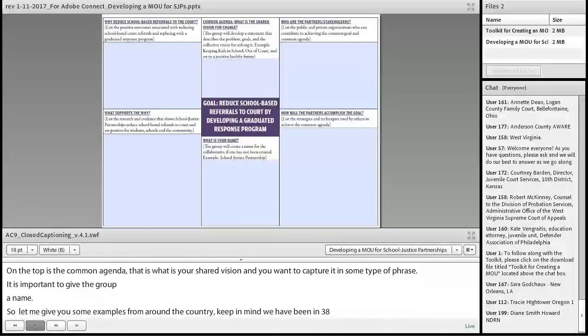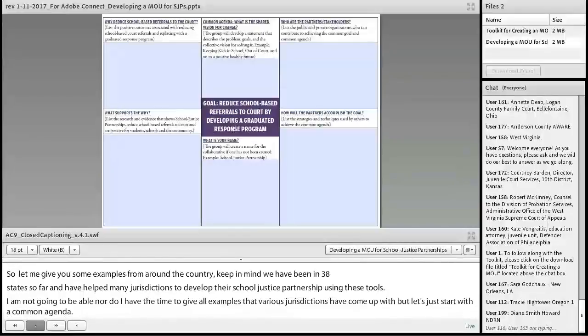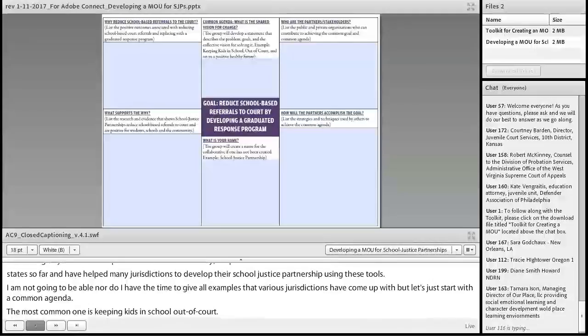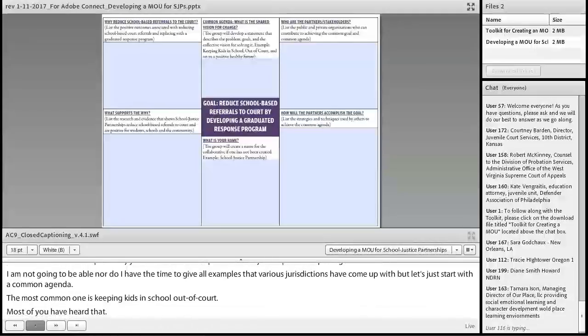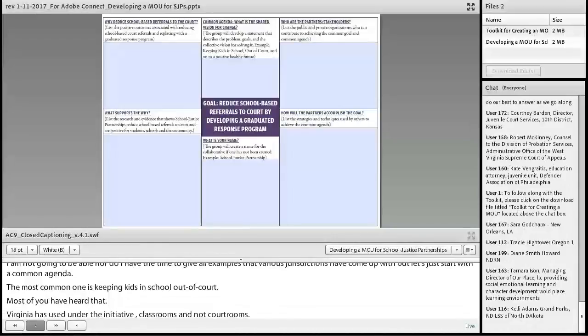So I don't have the time to give all the examples that various jurisdictions have come up with, but let's just start with a common agenda and give some examples. The most common one is keeping kids in school out of court. Most of you have heard that. You have another which Virginia has used under the initiative of Governor McAuliffe, and that is classrooms, not courtrooms. Others may include things like prevention, not detention. Another one has been positive outcomes for kids.